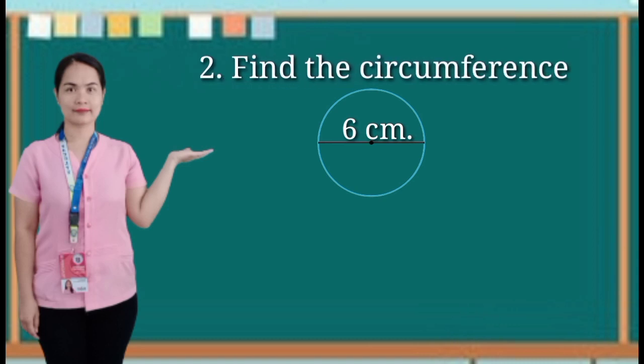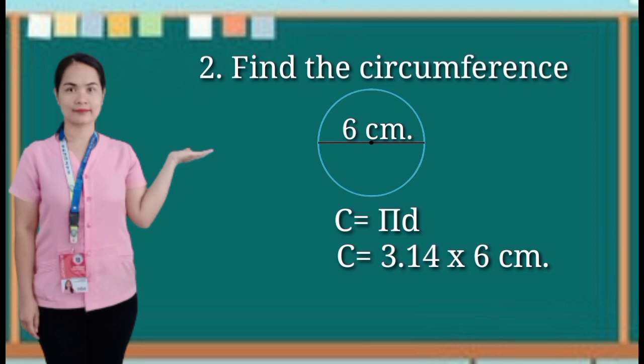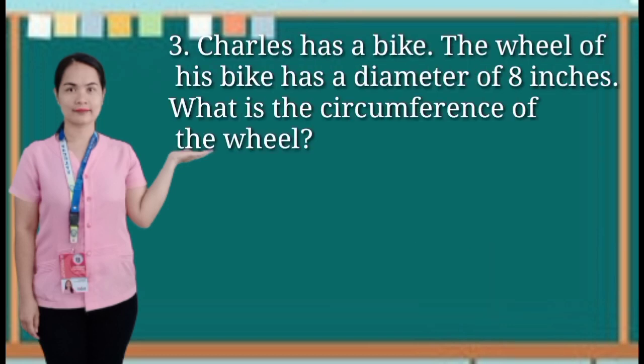Number 2, find the circumference. So our circle has a diameter of 6 centimeters. What is the formula in finding the circumference? Great! Circumference is equals to pi d or pi times d. So let us solve. C is equals to, what is the equivalent of pi? Great! 3.14 times the diameter, and our given diameter is 6 centimeters. So 3.14 times 6 centimeters. Correct! It's 18.84 centimeters.